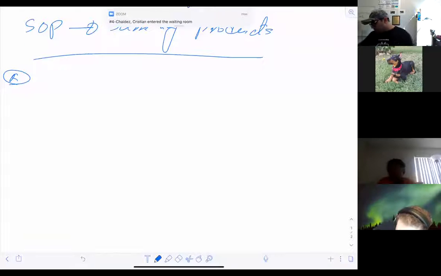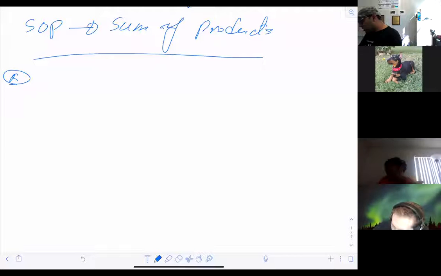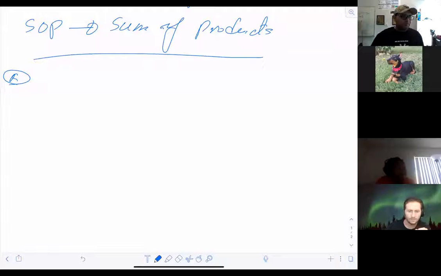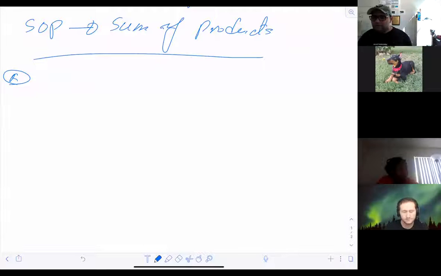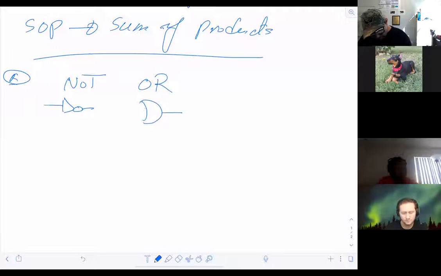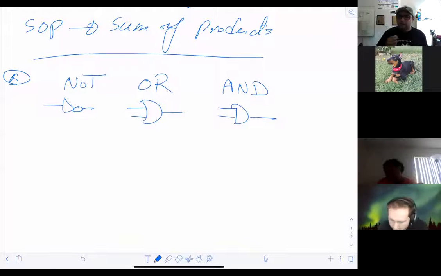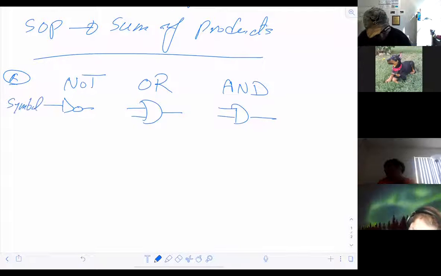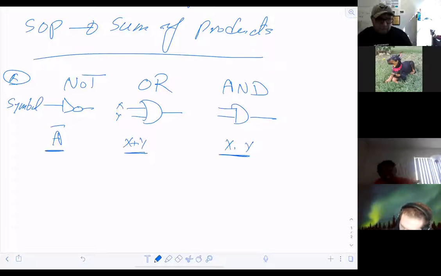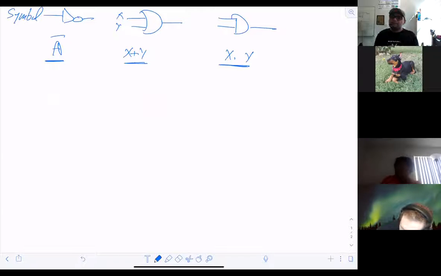And we move forward. So now we are going to talk about the rest of the gates we have in digital logic. Okay, so what type of gates do we have? We already talked about three different gates, right? We talked about the NOT gate, the OR gate, and the AND gate. Right? And this is a simple equation. Everybody agree?